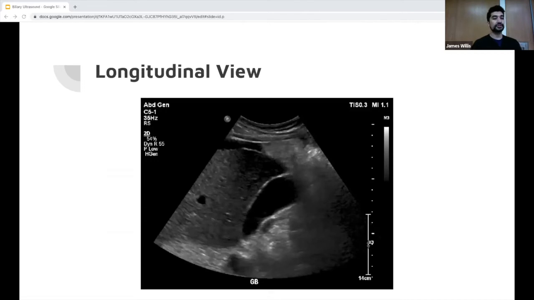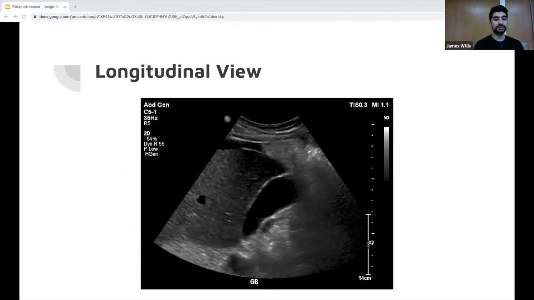So now the views themselves. This is a longitudinal view of the gallbladder. In this view, you have the indicator pointed towards the patient's head, and you very clearly see the gallbladder here. You don't really identify any stones. The important thing is this is a still image. In order to have an adequate biliary study, you need to take clips, fanning through the gallbladder from top to bottom, side to side, in both views.